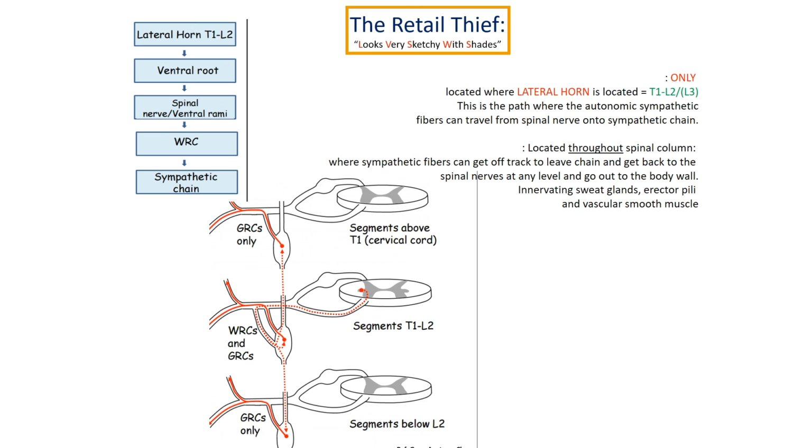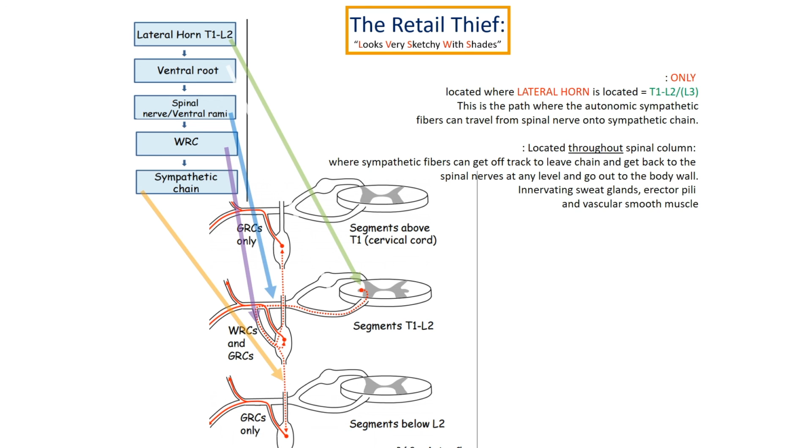And so that's the way I remember this: the lateral horn, the ventral root, the spinal nerve, ventral rami, white rami communicans, and then the sympathetic chain. So that's look very sketchy with shades, and that's the way that the sympathetics come out.